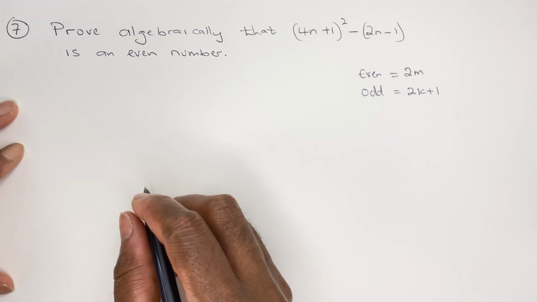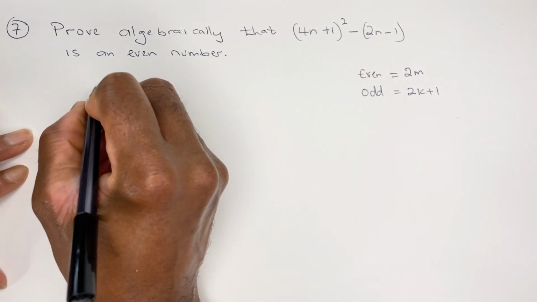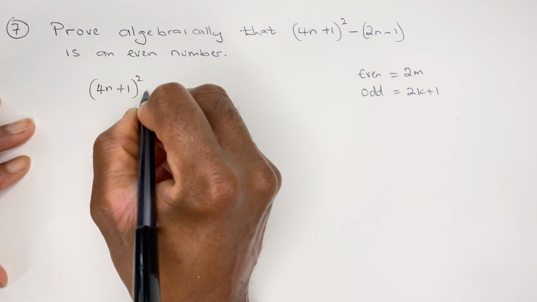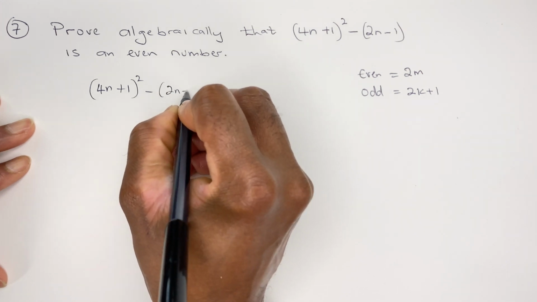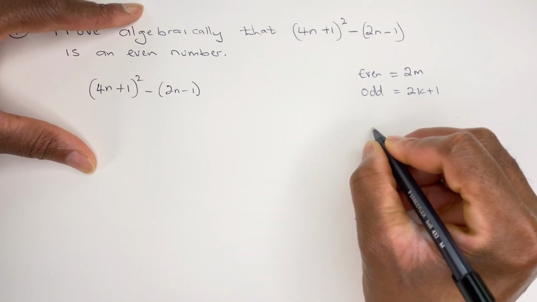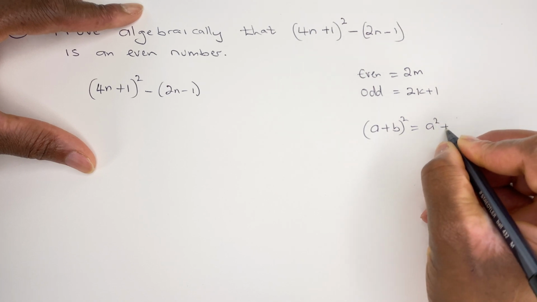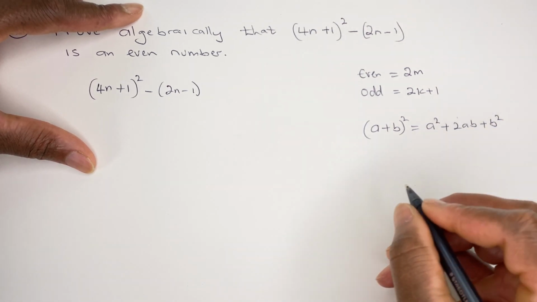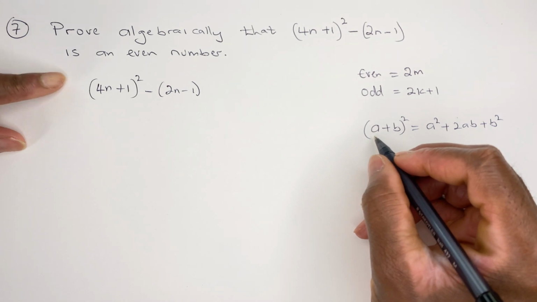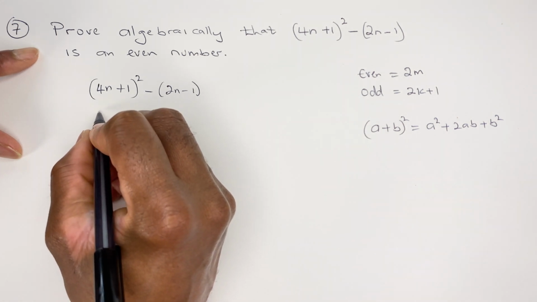So what we need to do next is to do the expansion for the two brackets. So we've got two brackets. One is (4n plus 1) squared, minus the bracket (2n minus 1). Now I need to do the expansion. If I do a square bracket, I know I need to do (a plus b) squared, and that will be a squared plus 2ab plus b squared. And that's the expansion for (a plus b) squared, where my a is going to be 4n and my b is going to be 1. So I can put that in here.